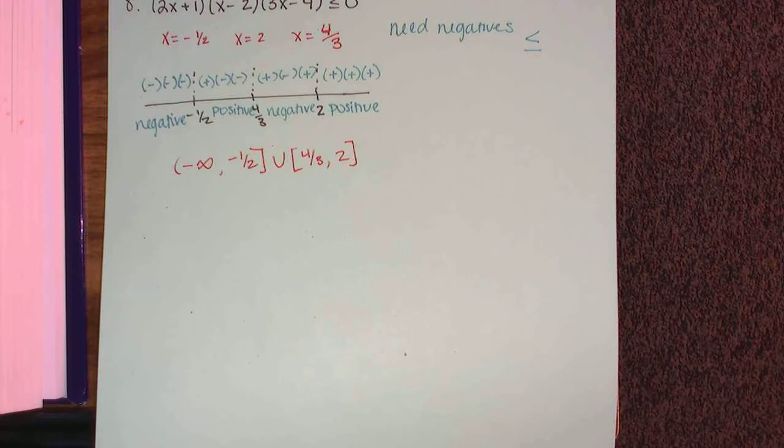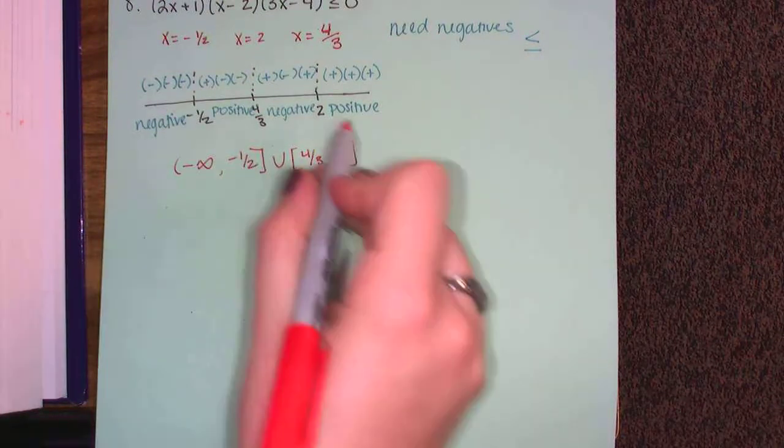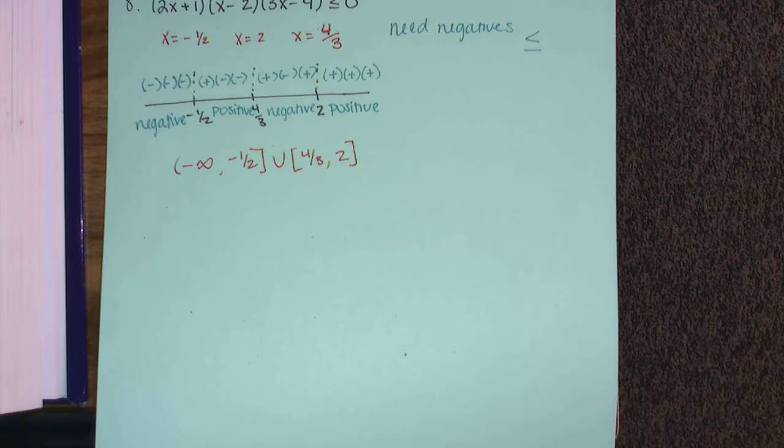They're brackets because you can include the zeros for these ones. So with inequalities, we can include the zeros. With equalities, we don't. Now, if the inequality was just less than, then this obviously all would stay the same except for now it would be parentheses. Okay?